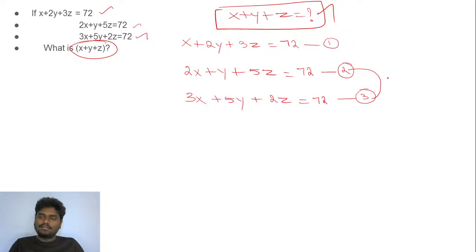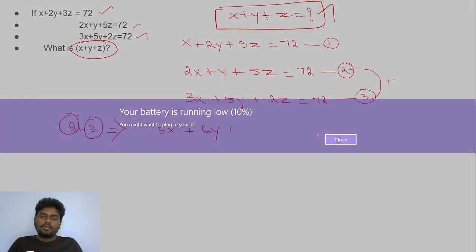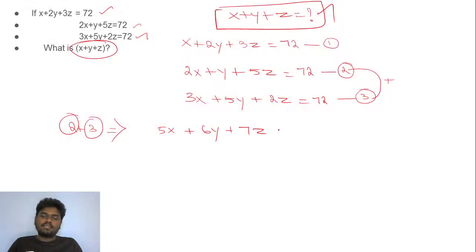If you try to add equation 2 and equation 3, listen carefully. If I do 2 plus 3, what will I be getting? 3 plus 2 is going to be 5x plus 6y plus 7z is equal to 140. Let me take this as equation 4.